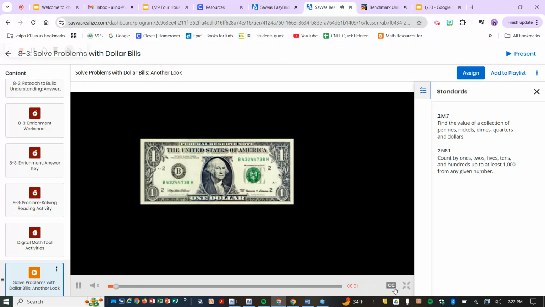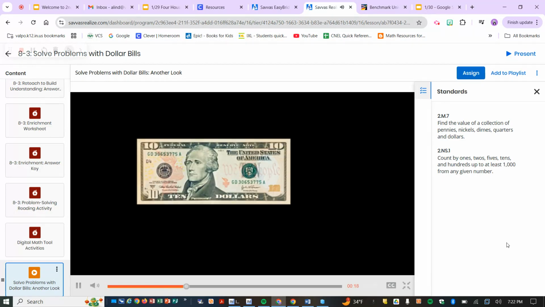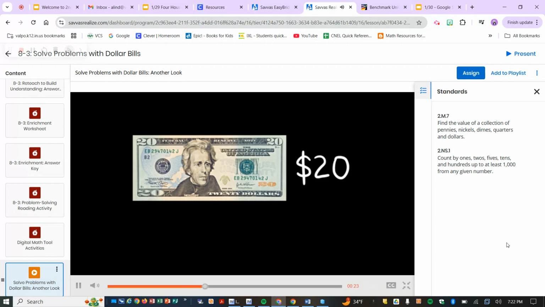See this? You've probably seen it before. Do you know what it's called? A $1 bill. We write it like this. The little symbol in front of the one is called the dollar sign. Here are some more dollar bills. This is a $5 bill. This is a $10 bill. And this is a $20 bill.